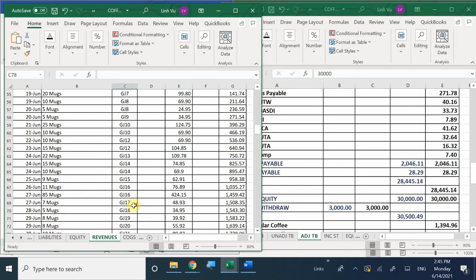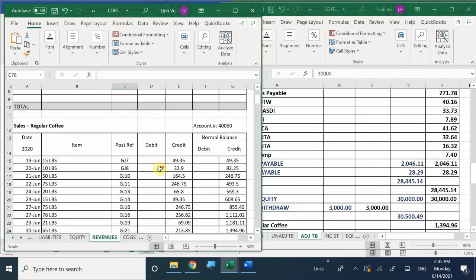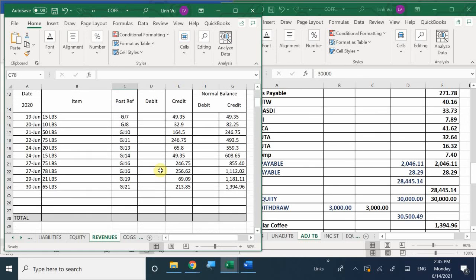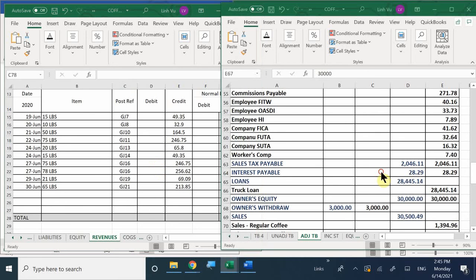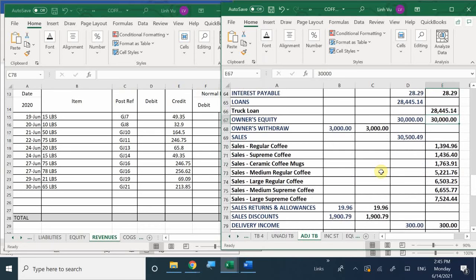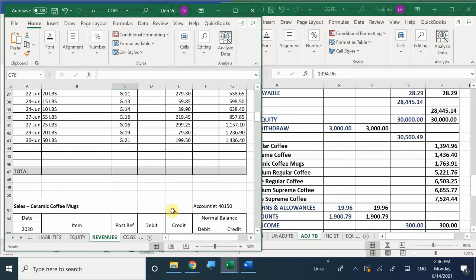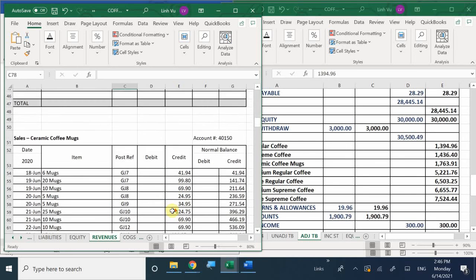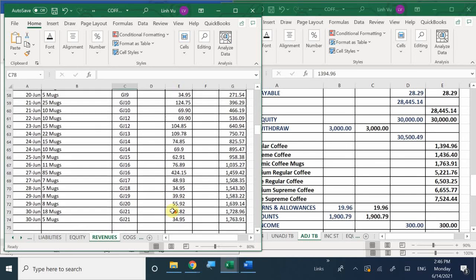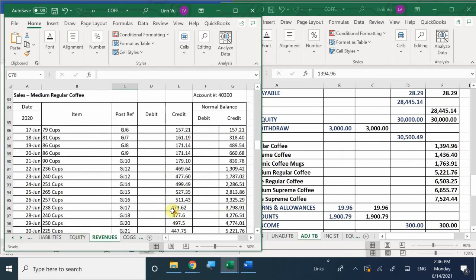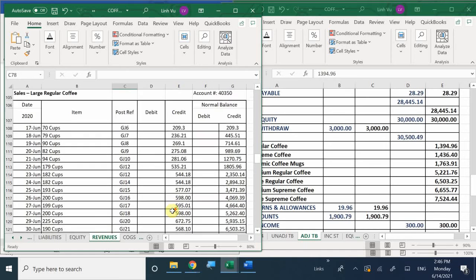Let's check out our revenues. Okay, anything changed from my revenues? So when I sold my coffee cups, for sales, for my regular coffee, did that change? No. Nope. Okay. Same thing to my supreme coffee, should be the same, right? Same thing with my sales medium regular coffee, should all be the same. So your revenues have not changed at all.